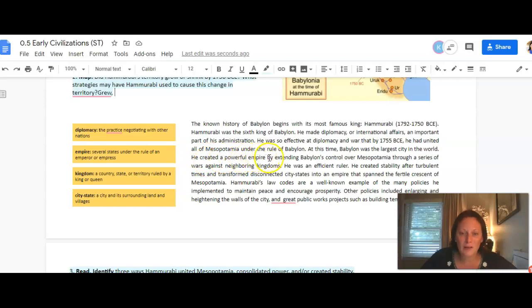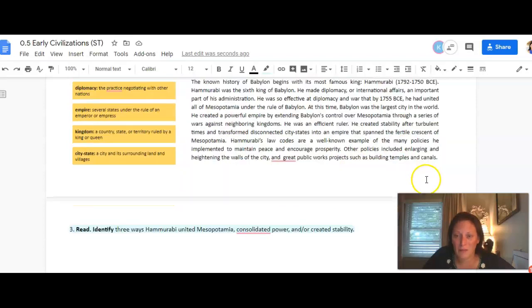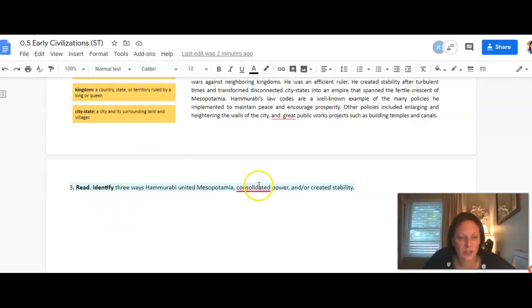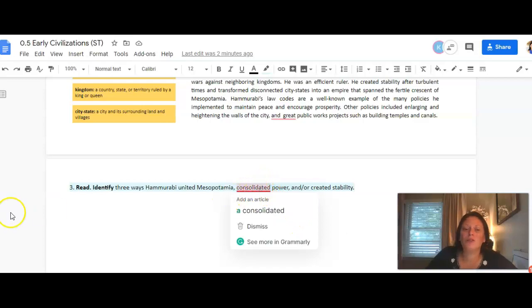He created a powerful empire by extending Babylon's control over Mesopotamia through a series of wars against neighboring kingdoms. He was an efficient ruler. He created stability after turbulent times and transformed disconnected city-states into an empire that spanned the Fertile Crescent of Mesopotamia. Hammurabi's law codes are also a well-known example of the many policies he implemented to maintain peace and encourage prosperity. Other policies included enlarging and heightening the walls of the city and great public work projects such as building temples and canals. So we're going to read, which we just did, and identify 3 ways that Hammurabi used Mesopotamia to consolidate power or to create stability.